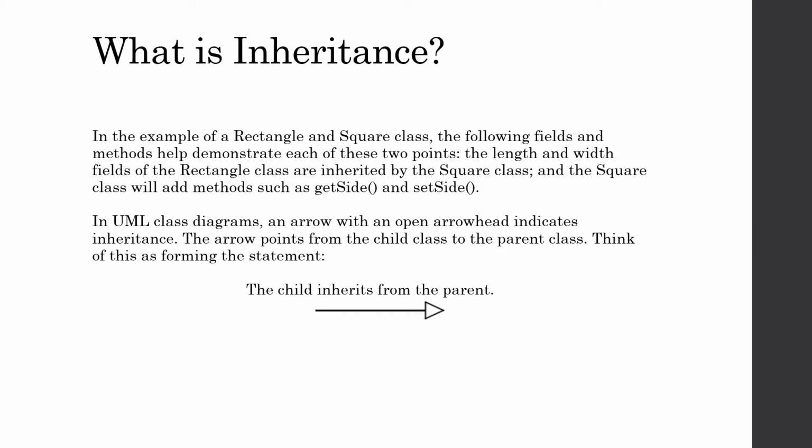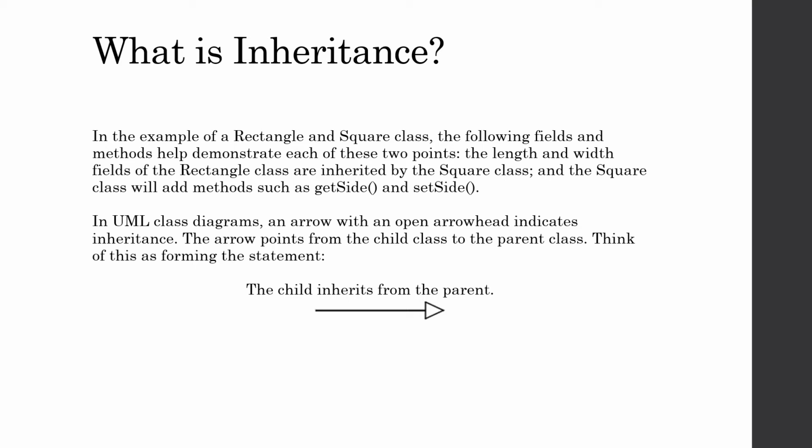So in our example of a Rectangle and a Square class, the following fields and methods help demonstrate each of these two points. If we imagine that we're getting that length and width field of the Rectangle class, those are going to be inherited by the Square class. Another thing we could do a little bit later on is add some additional methods to the Square class. Because we're working with a square and not a rectangle, we don't need to worry about the distinction between a length and a width anymore. The expectation is that a square has four equal sides. So instead, we could just use something like getSide or setSide, which is going to set essentially the length and the width to be equal to each other.